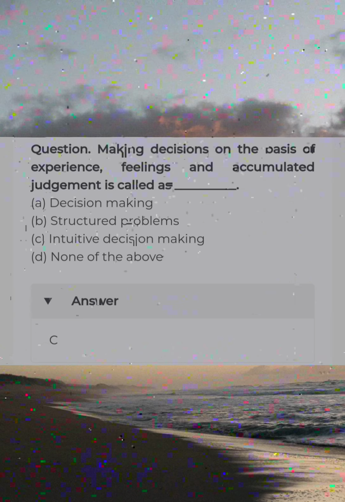Which of the following is not a feature of planning? Answer C, planning establishes standards for controlling. There are two types of plans dash. Answer A, single use plan and standing plan. Which of the following statements is not true with reference to planning? Answer B. Planning does not lead to rigidity.